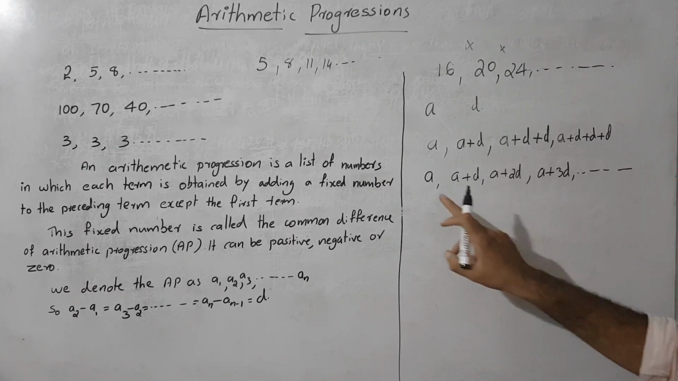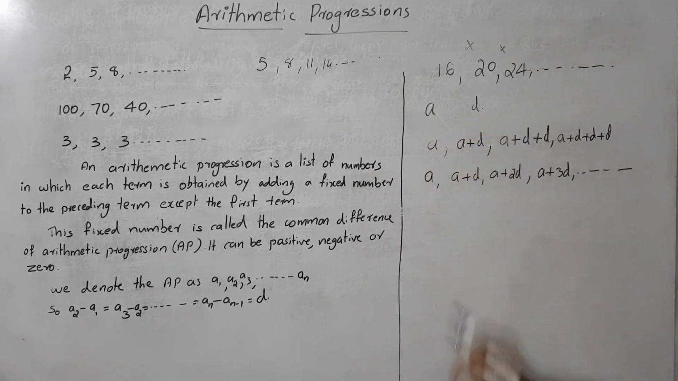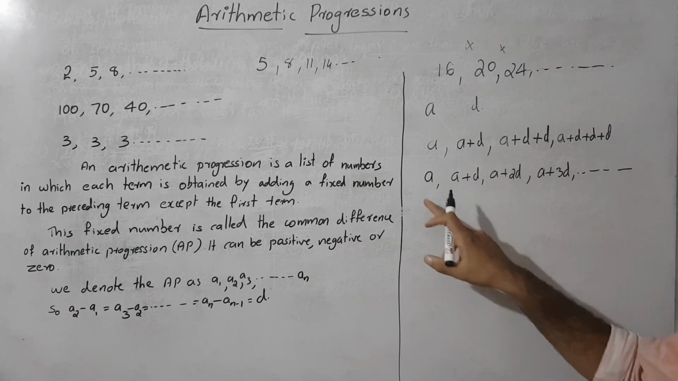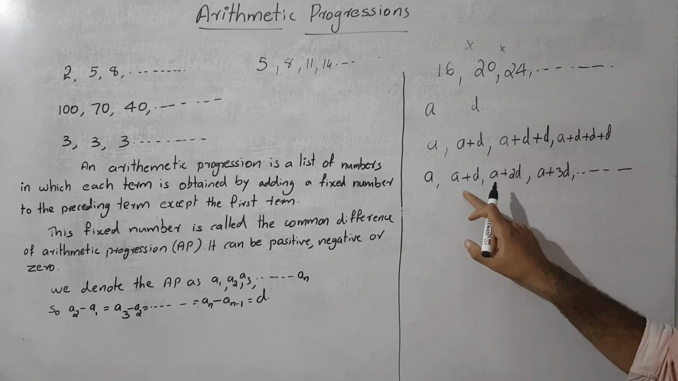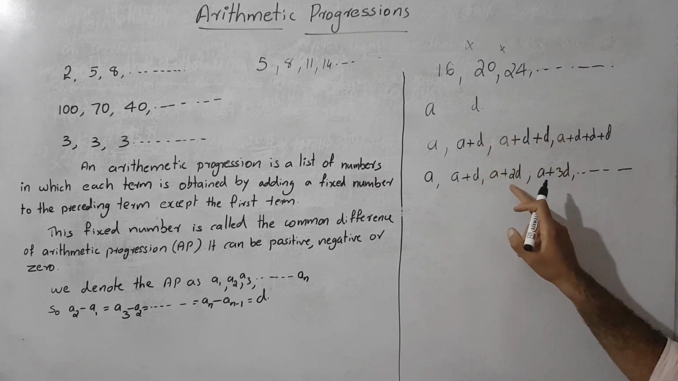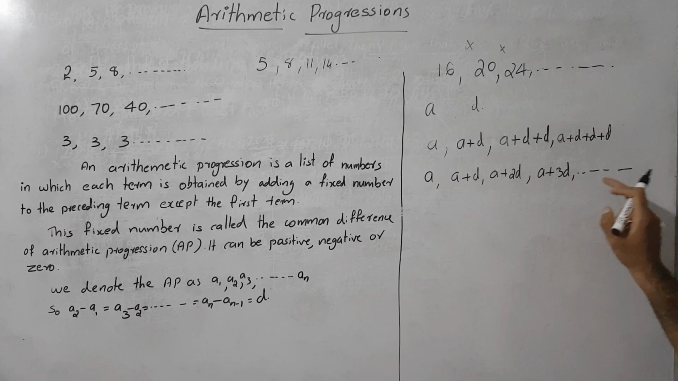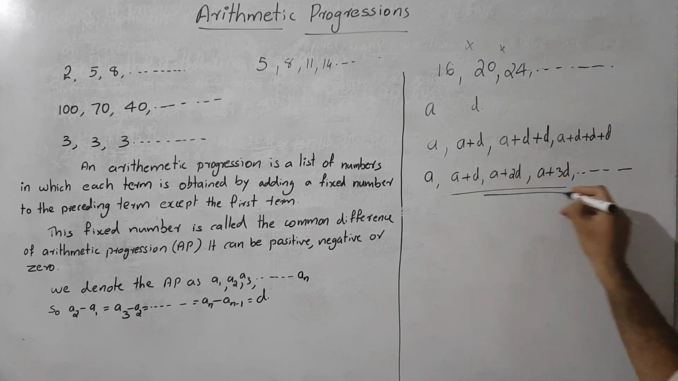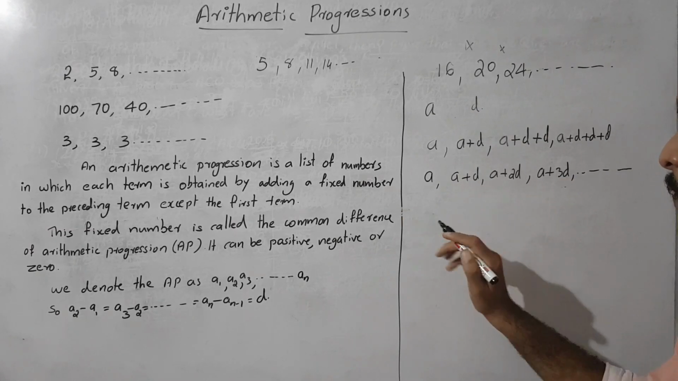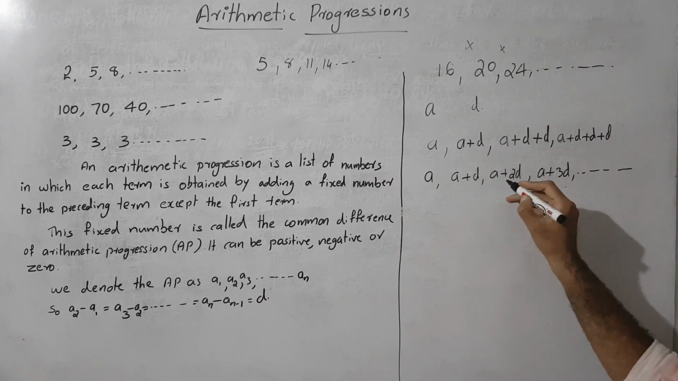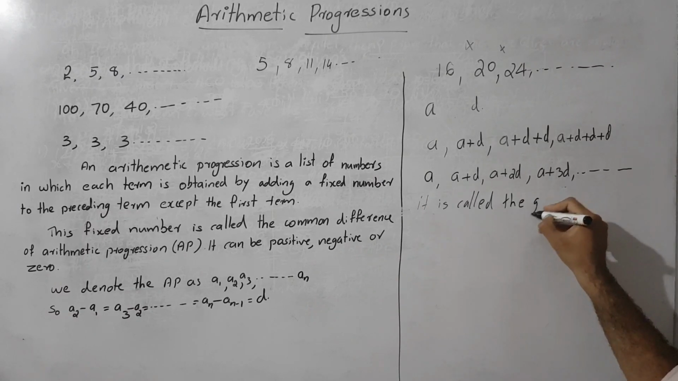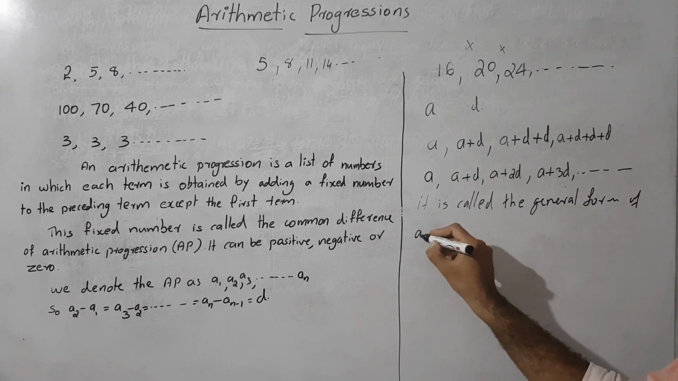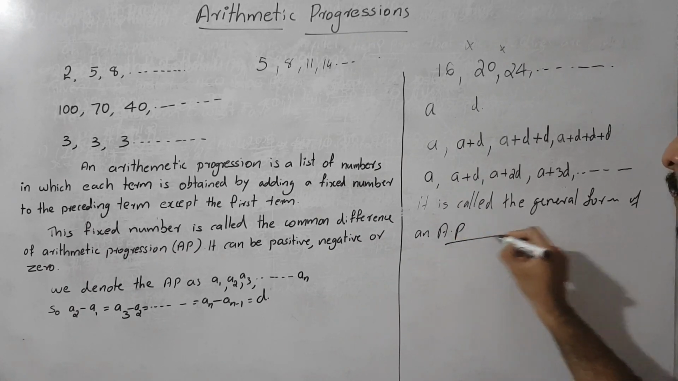Then as here, we know the first term and the common difference. What is the form to write an arithmetic progression? A, then A plus D is the second term, then we add D one more time and we get the third, A plus 2D, A plus 3D, etc. This is called the general form. A, A plus D, A plus 2D, A plus 3D is called the general form of an AP.